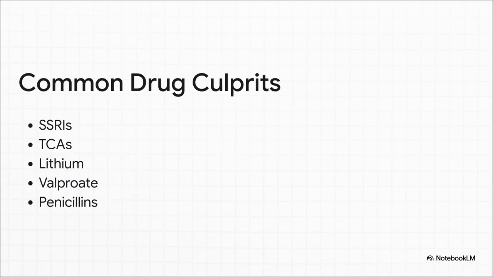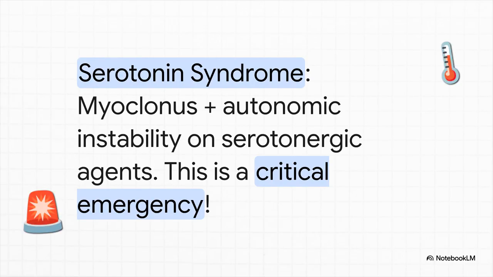And I can't say this loudly enough. Always, always, always review the medication list. So many common drugs can be the trigger here. We're talking about things we prescribe every single day, like SSRIs, TCAs, lithium, even antibiotics like penicillins. And this is exactly why that med review is so critical, because if you see myoclonus, plus signs of autonomic instability, like a fever or wild blood pressure swings, and that patient is on a serotonergic drug, you have to think serotonin syndrome. This is a 5-alarm fire, a can't-miss medical emergency.